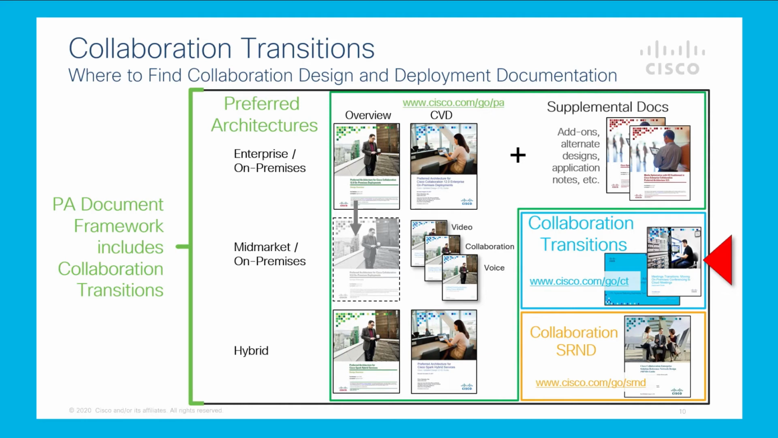And for your reference, here are the URLs for finding all the documentation under the preferred architecture document framework. The preferred architecture CVDs and other docs are available at www.cisco.com/go/PA for preferred architectures. The collaboration SRNDs are available at www.cisco.com/go/SRND. And as I previously mentioned, the collaboration transitions, transition maps, and deployment guides are available at www.cisco.com/go/CT. Finally, before we conclude here, I'd like to cover the transition map and deployment guide documents in a bit more detail.